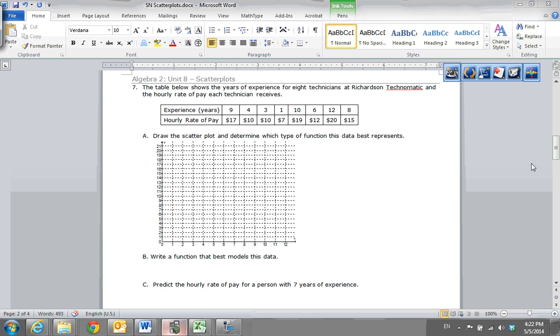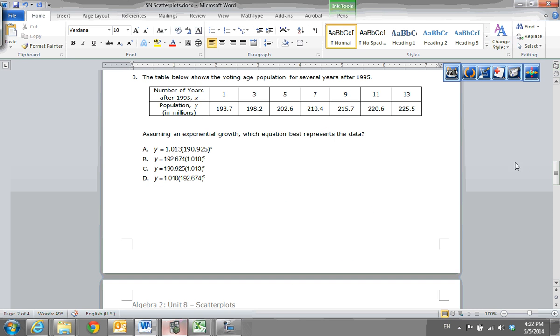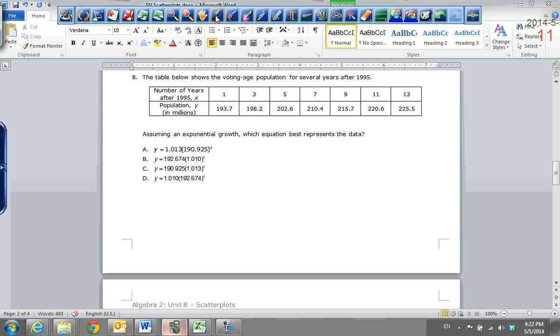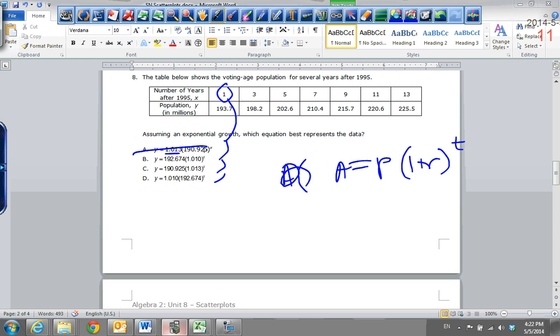Okay? Number 8 is going to work the same way. You could do that. For this one, since they give us the equation, I would just take 1 and plug it in for every x and see which one they give you. For any of these, when we're talking about the equation, A equals the starting amount, and 1 plus the rate to the t. So our starting amount is not going to be 1.013. So A is out and D is out. So then it's just between B and C. And the answer is C.